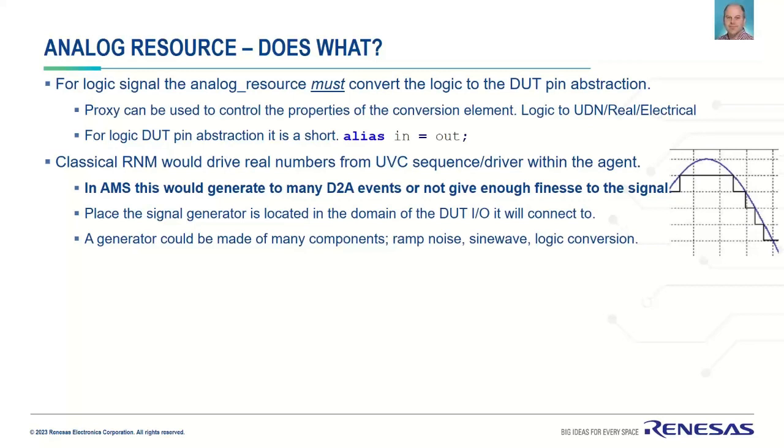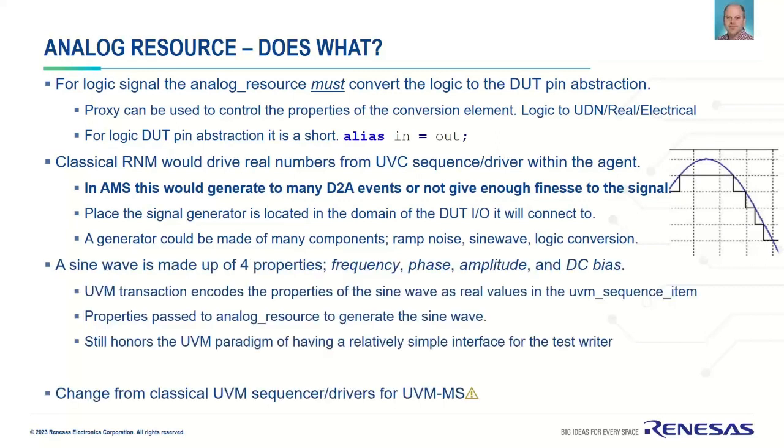So the key change is you place the generator in the analog resource. You move your sine wave generation that you would have done in the UVC as a sequence of samples, and you pull all of that into the analog resource. So you generate it as a continuous sine wave in AMS, and you put your local way of doing it in System Verilog. So does that mean you tell the resource, I want to generate a sine wave at this frequency? Yes. Have you not seen these slides before?